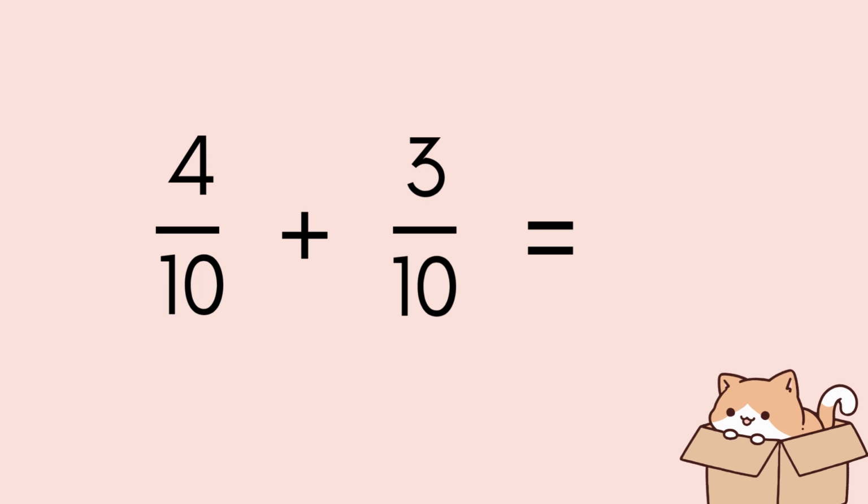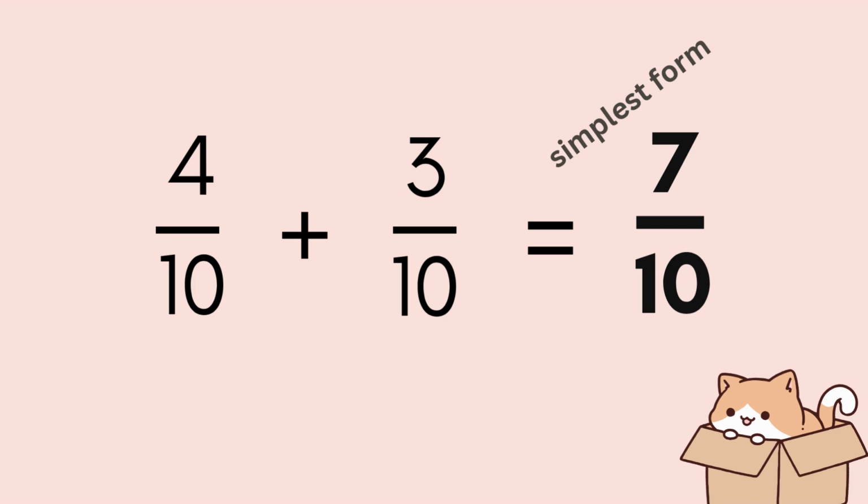Here's another example. Let's add 4 over 10 and 3 over 10. Since the denominators are the same, we just add the numerators. 4 plus 3 equals 7, and we keep the denominator, 10. Can you guess the answer? That's right, it's 7 over 10. And since this fraction is already in its simplest form, that's our final answer.